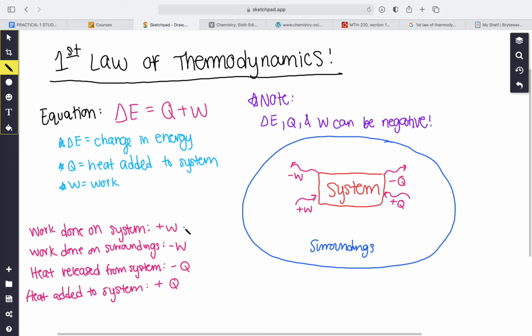I have that written down here. Work done on the system is positive, work done on the surroundings is negative. Heat released from the system is negative Q, and heat added to a system is positive Q. I actually like to draw this out every single time I do these problems because it is hard to visualize. If you draw it out: work is leaving, so it's negative. Q is leaving, so it's negative. Q is going in, it's positive. W is going in, it's positive. It might make it a little bit easier.